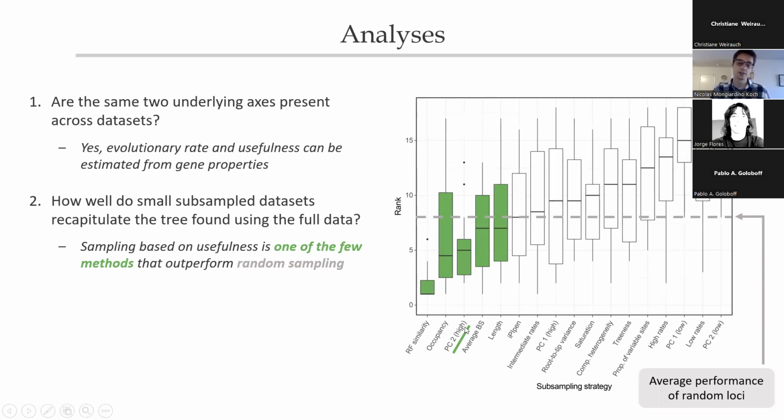Luckily, the one that I just introduced, PC2, selecting the highest scoring genes along PC2, or the genes with the highest phylogenetic usefulness as we defined it, is one of those 5 approaches that perform better than just getting genes at random.